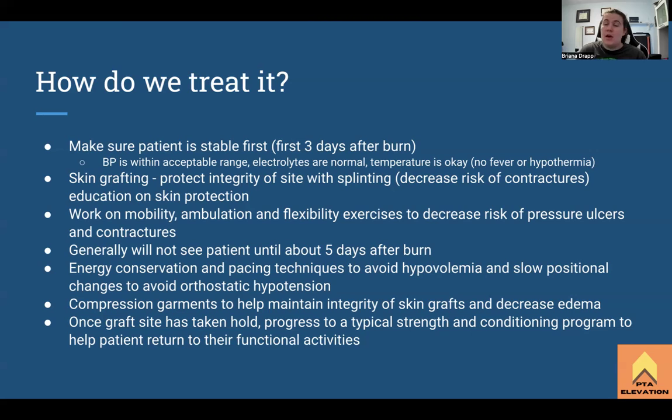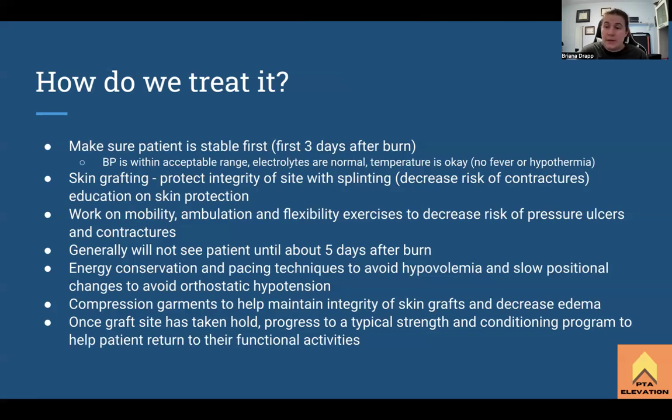Once the skin graft is better, once they have a graft that's taken hold and they're in the more advanced stages after the burn, then we're working on getting them back to a strength and conditioning program to return to their functional activities. Maybe they work as an electrician. They're like, yo, I want to get back in there because that's all I know. Some people might be like, that's crazy, you got burned. They're like, but that's all I know. Cool, awesome. Let's get them back to being able to do that.